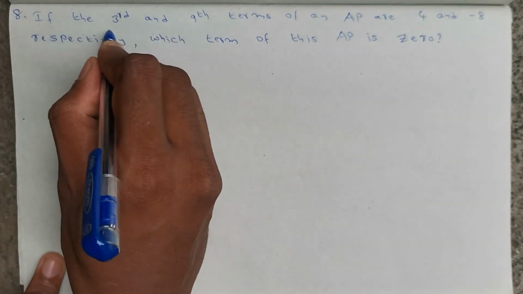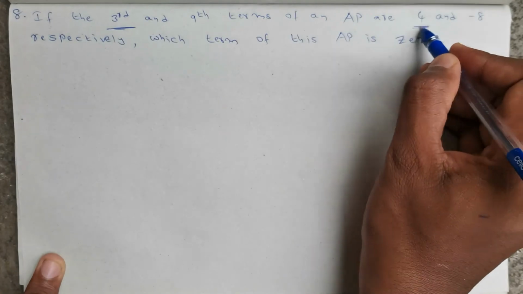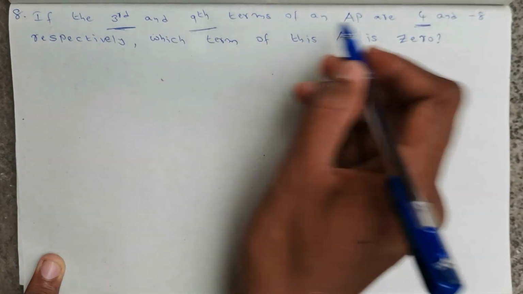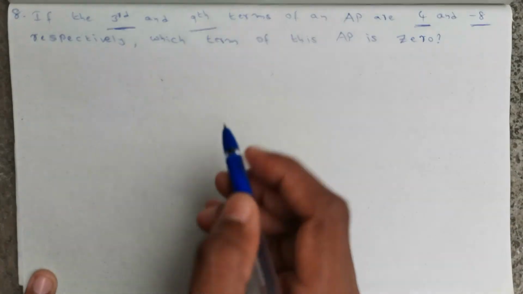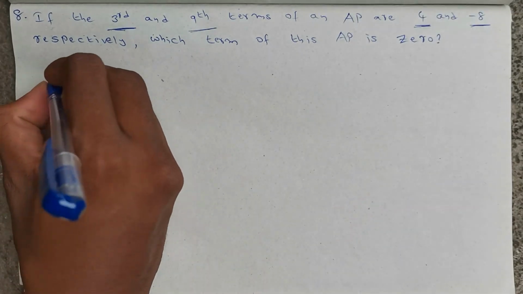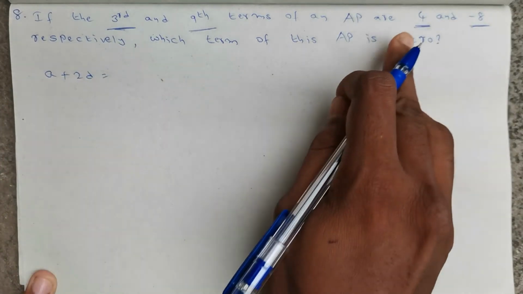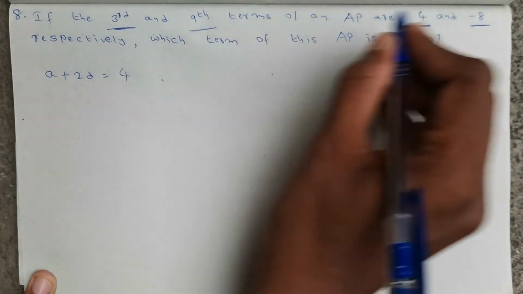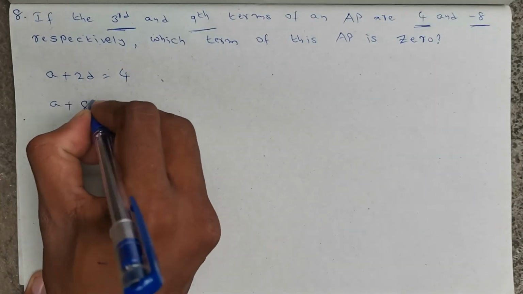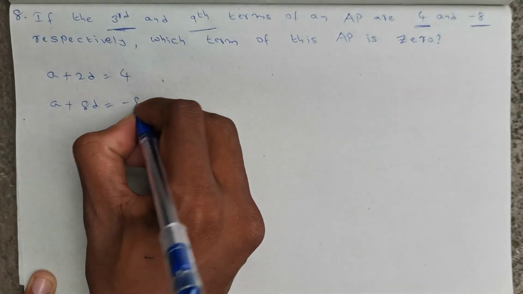Here first word is third, so first number will be for third term. Second number is ninth term, so second number will be for ninth. So third term a plus 2d is equals to 4. Ninth term a plus 8d is equals to minus 8.